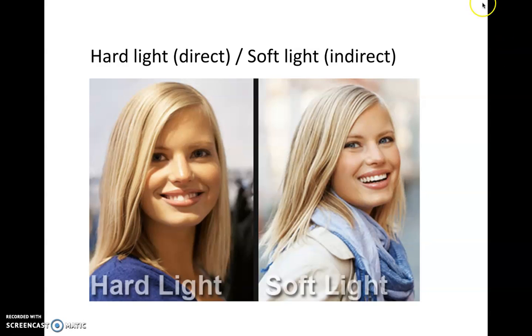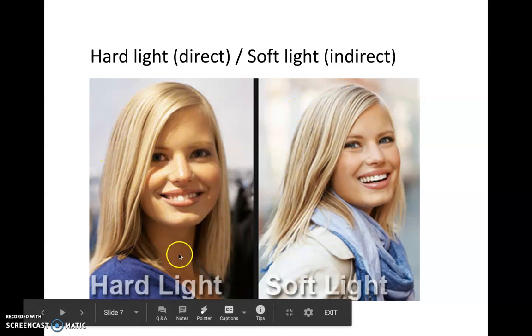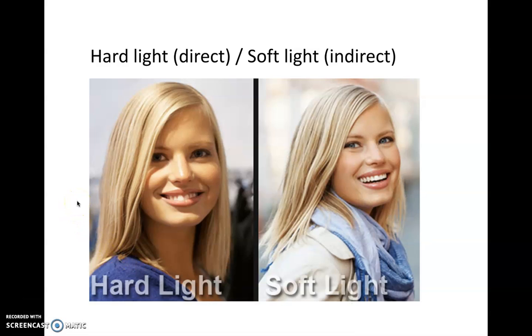Well, most people will say that this one is better because it doesn't have the harsh shadows. In this one, this is a direct light. It's hard. That means imagine somebody just took a light and shined it right on her. She's got deep shadows and bright spots on this part and deep shadows over here. Whereas over here, the light is more smooth. It's spread out. It's a softer, indirect light.